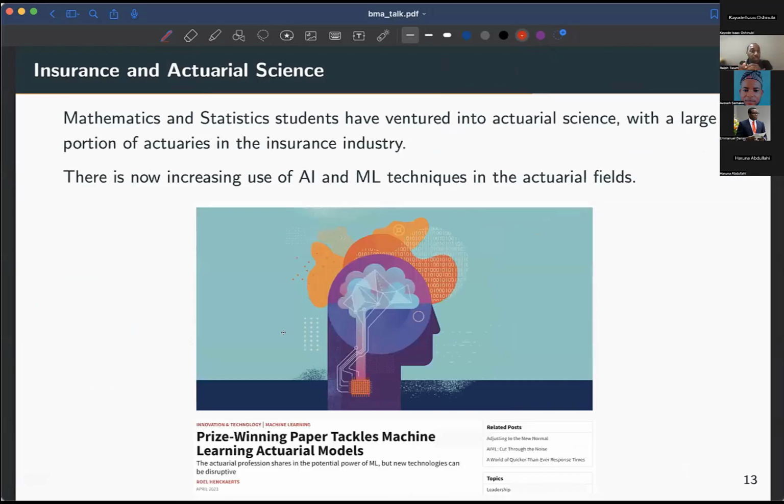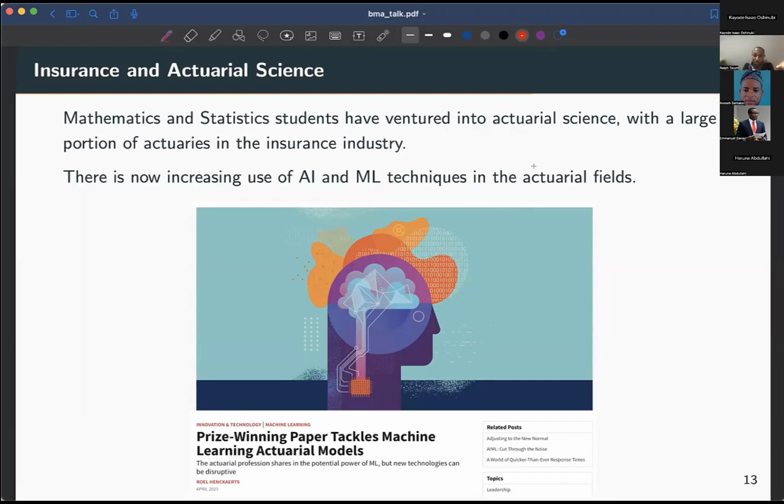Now, insurance and actuarial science as well, you find that there's an increasing use of AI and machine learning techniques in the actuarial field. So even as you take the exams and you learn about life contingencies, loss models and so on, you find that now there's more use of these techniques in the actuarial field.